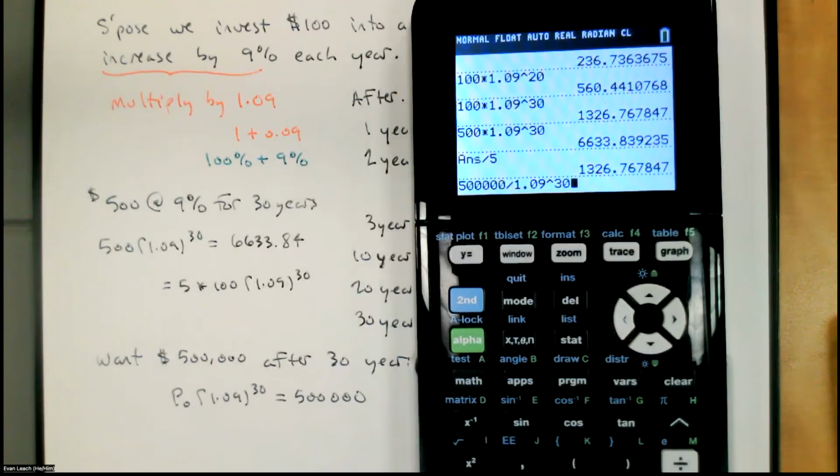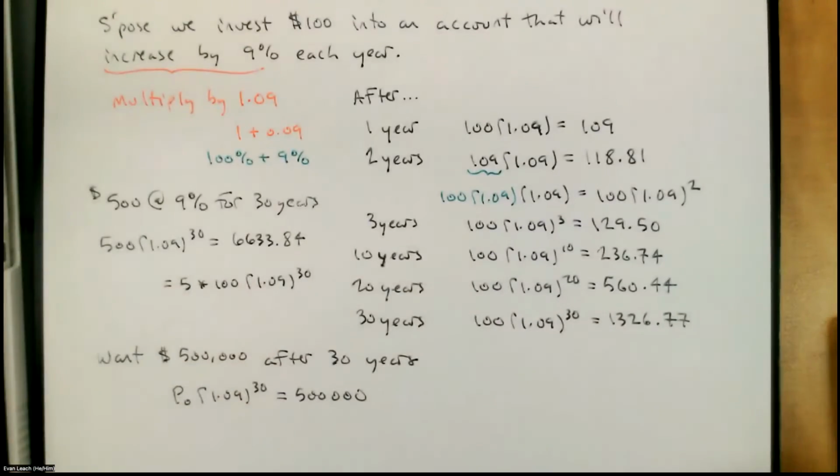I should be careful with my parentheses, but my calculator knows the order of operations. It will first take 1.09 to the 30th power and divide 500,000 by the result. So that means we would need to put aside $37,685.57. That's going to be money that we have to put away and ignore for 30 years. Yeah, that's pretty rough.